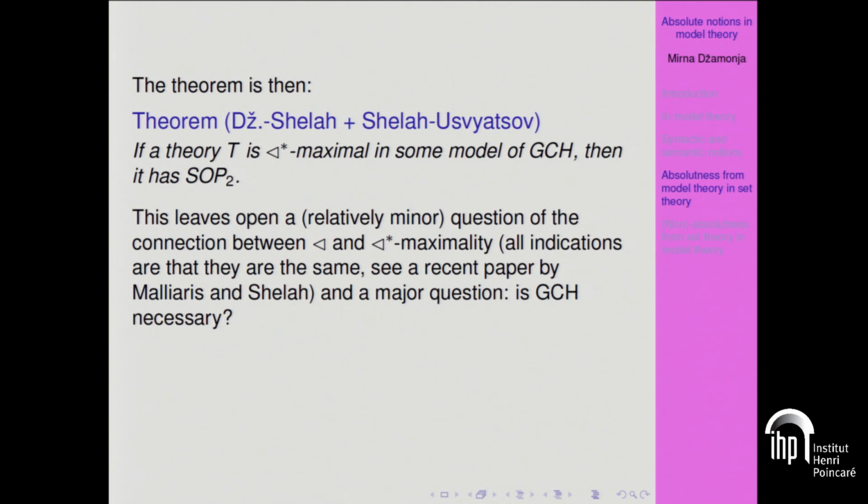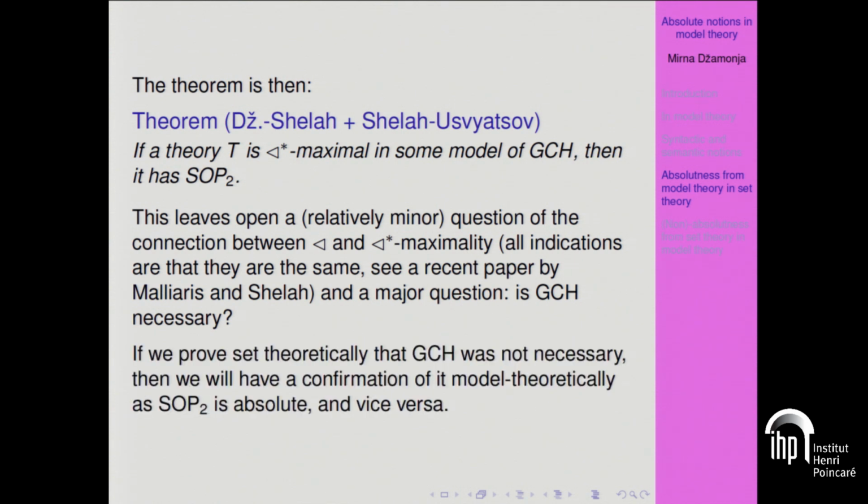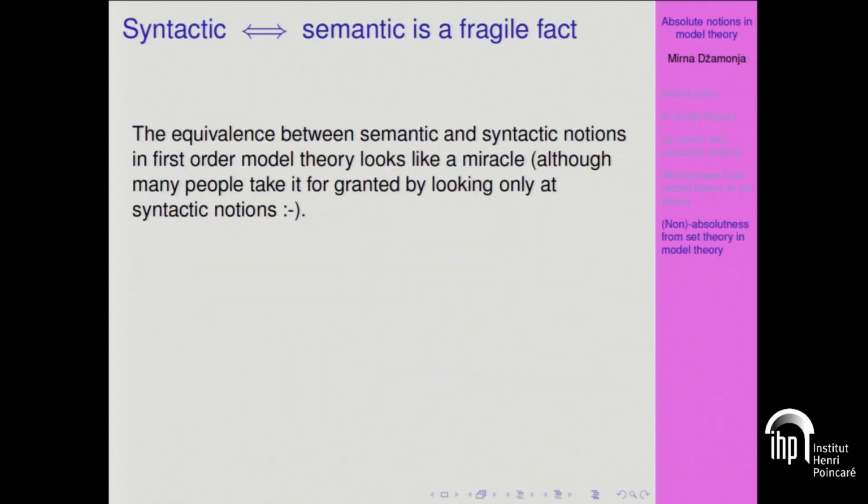And it is not likely, well, perhaps there are people who will do it, but it has been tried to change this proof and to remove GCH, and it's not likely that that's how it's going to happen. But if we manage to prove set theoretically by some method that GCH was not necessary, then we'll have a confirmation of it by this model theoretical notion, which is absolute, and vice versa.